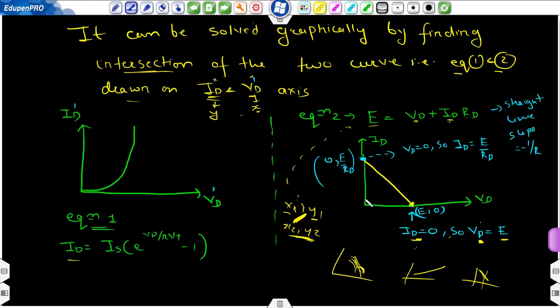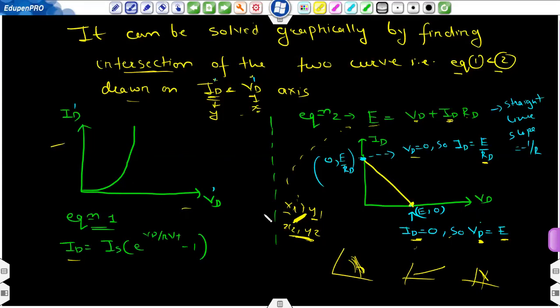We take the Id axis, and on this axis Vd will be equal to 0. So put Vd equal to 0, and Id can be given by E divided by Rd. So this point will be 0 comma E divided by Rd. Just join these two points. This is the straight line curve for equation number 2. Both are drawn on the Id versus Vd axis.